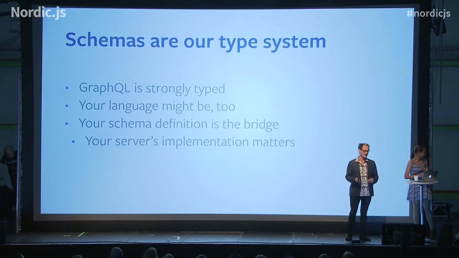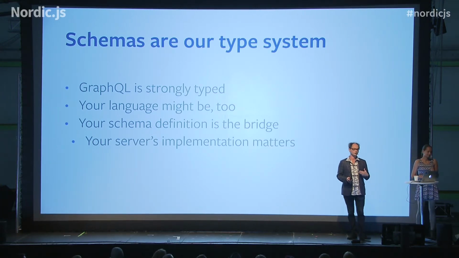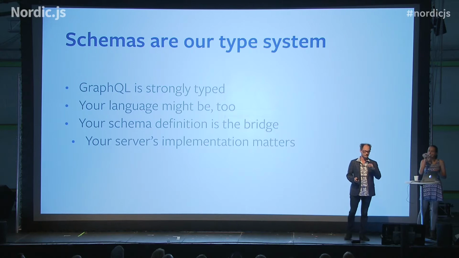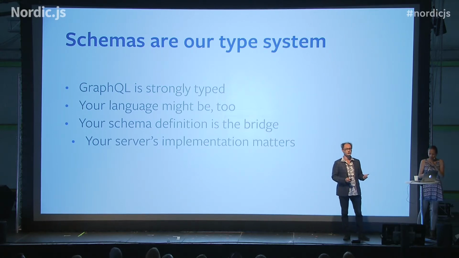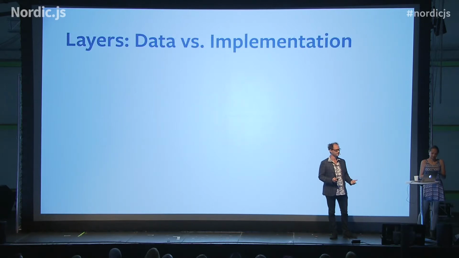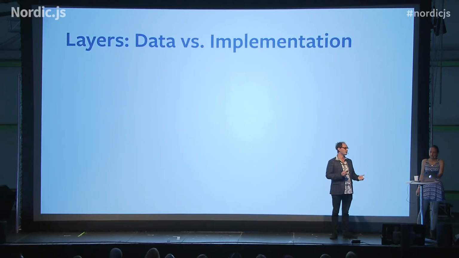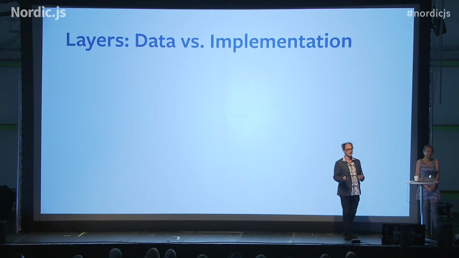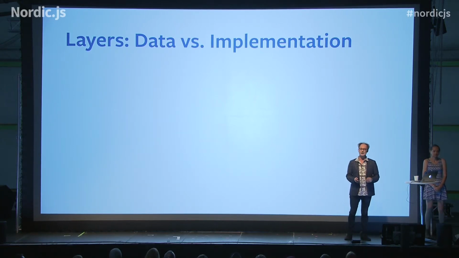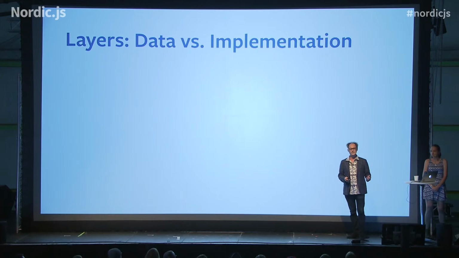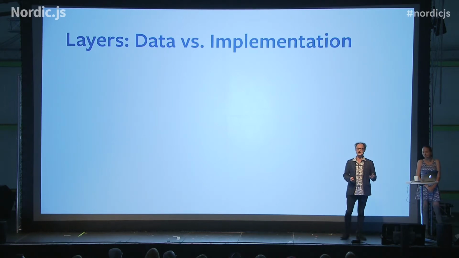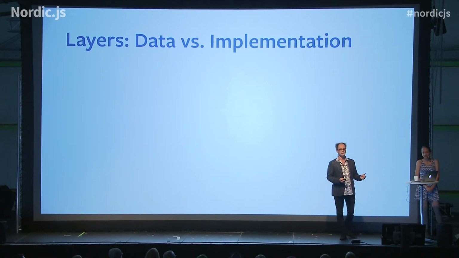Your server's implementation matters a lot because the way that you write your schema on the server is going to effectively allow you to make certain assumptions when it's time to actually answer queries. So talking about data layers versus implementation layers is something we always sort of do at GraphQL. When you write a GraphQL schema, it's effectively data layer agnostic. You can have any sort of data layer underneath GraphQL's server.